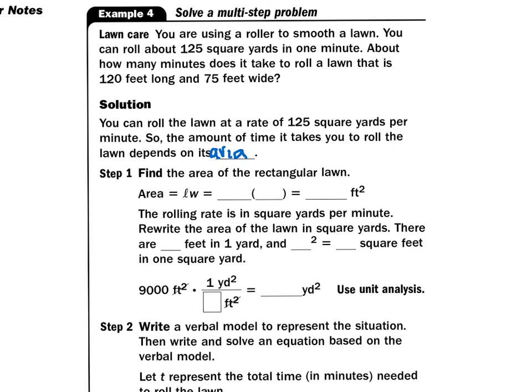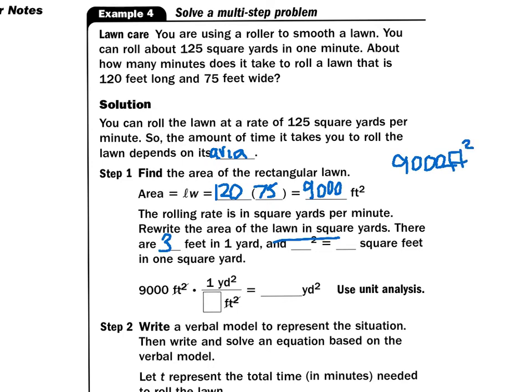So length times width, so 120 times 75, that's 9,000 feet squared. The rolling rate is in square yards per minute. Rewrite the area of the lawn in square yards. So there are 3 feet in 1 yard. Let's go ahead and, I don't like to do it this way, let's go ahead and do it up here. So we have 9,000 feet squared.